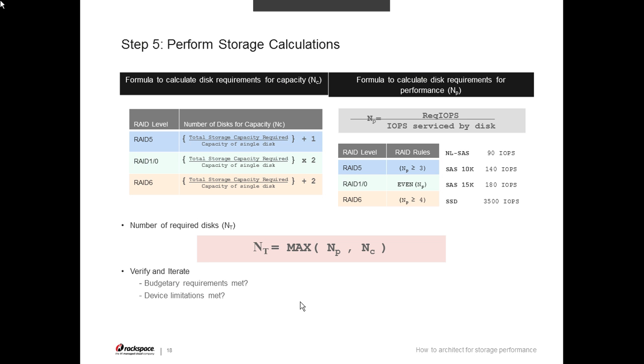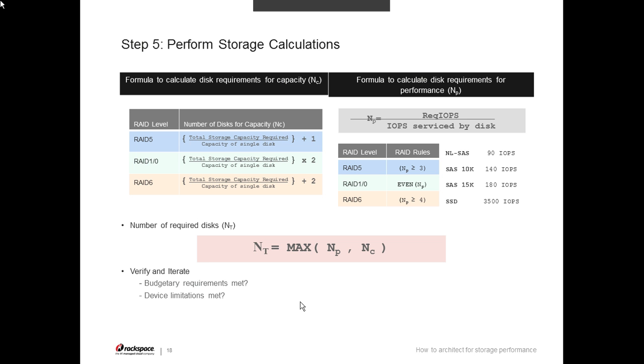Calculating the numbers to meet our performance needs is a similar process. Looking at the formula and tables on the top right, we take the total required IOPS and divide by the IOPS delivered by a single disk to determine NP, or the total number of disks to meet the performance requirements. Before we move forward, we need to ensure that NP meets the rules of the chosen RAID, as shown by the table on the top right. For example, if I've chosen RAID 10, I need to ensure that the calculated value is an even number. If not, I must add an additional disk to ensure we meet the rules.